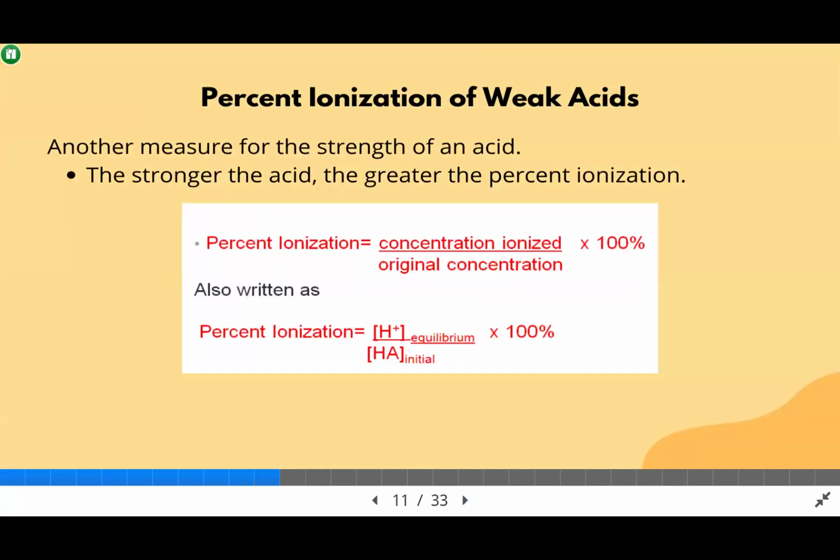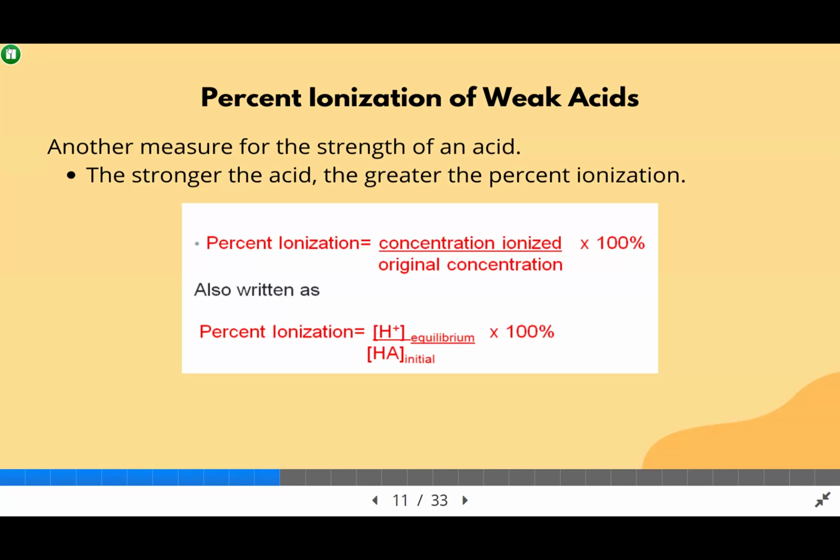We can also define percent ionization of a weak acid. If you were to measure the pH of two solutions of equal concentration, one a weak acid and one a strong base, you would find that the pH of the weak acid is closer to 7. So measurements of pH indicate that most weak acids ionize less than 50%.